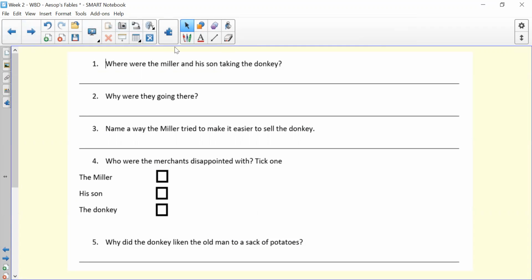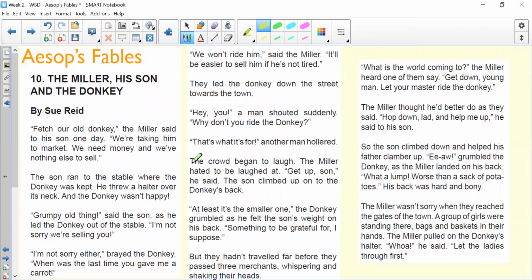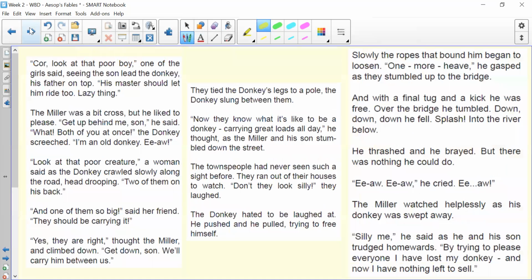Okay, so let's look at that first question together. Where were the miller and his son taking the donkey? So we've got the question word where, and we want to know where they were taking the donkey. Okay, so we're going to go back and we're going to look here, with "taking him to the market." So I've looked for the word taking, that's my key word. I've found it. I'm going to read that full sentence. "We're taking him to market."